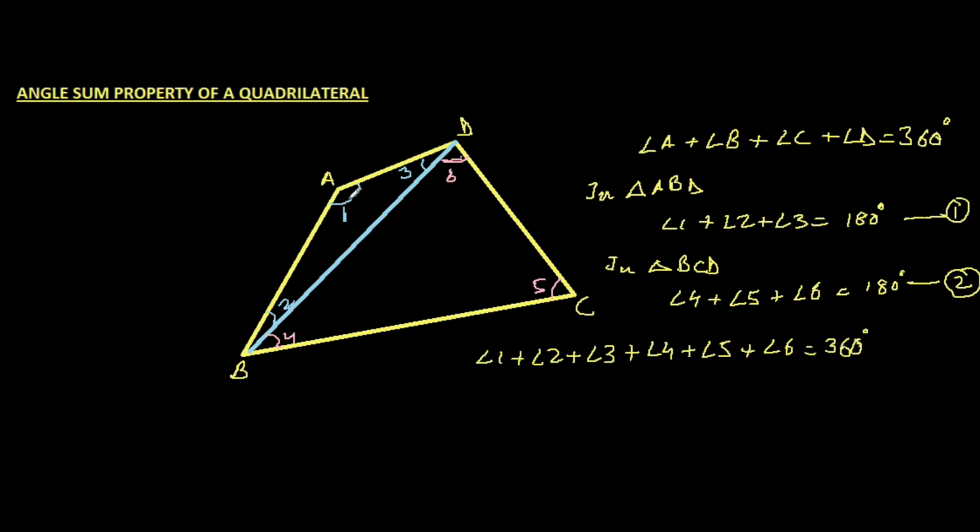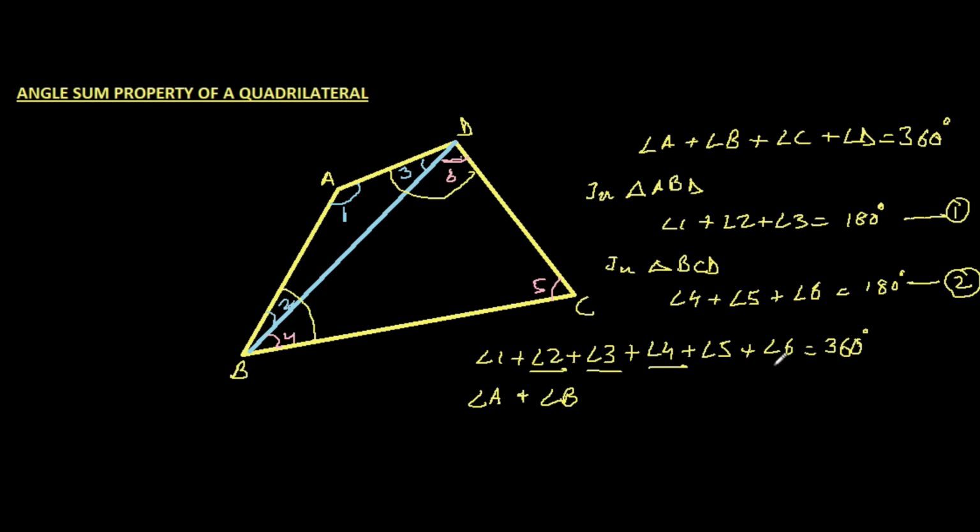Now angle 1, you can see, is angle A, so let me write that as angle A. Angle 2 plus angle 4 is the same as angle B, so instead of angle 2 and angle 4, I will write angle B. Now angle 3 and angle 6 is the same as angle D.